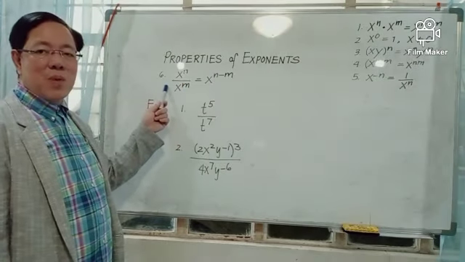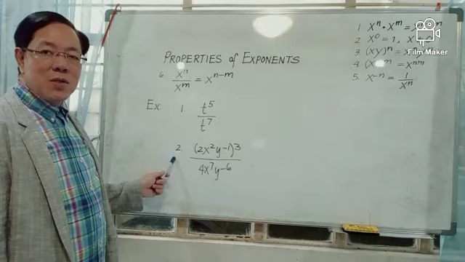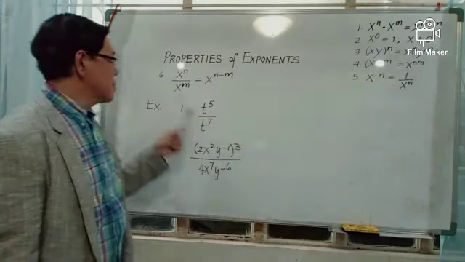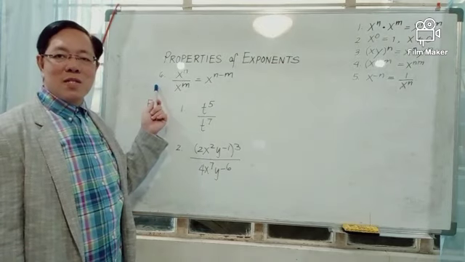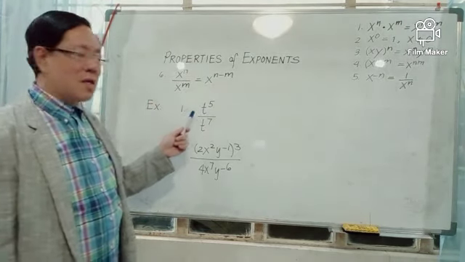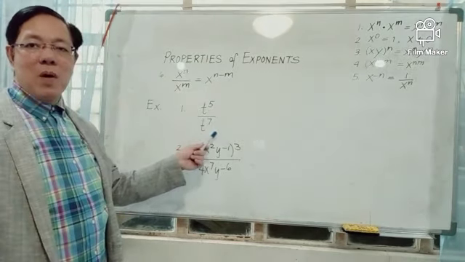We apply this property to these examples. For number 2, we apply the other properties of exponents in addition to this sixth property. Number 1, simplify t raised to 5 over t to the power 7.